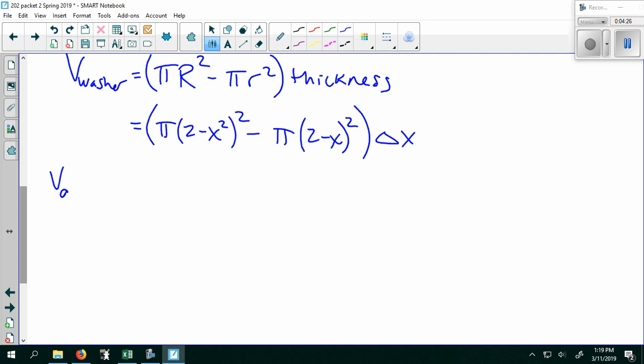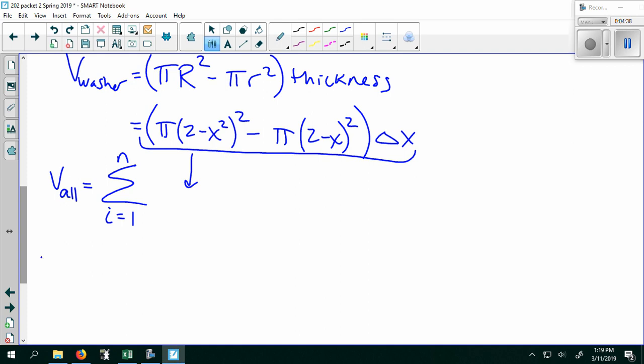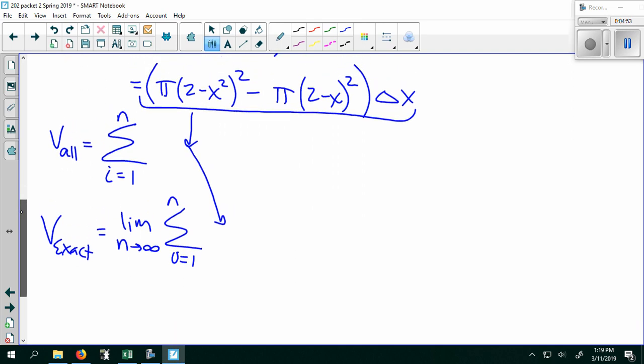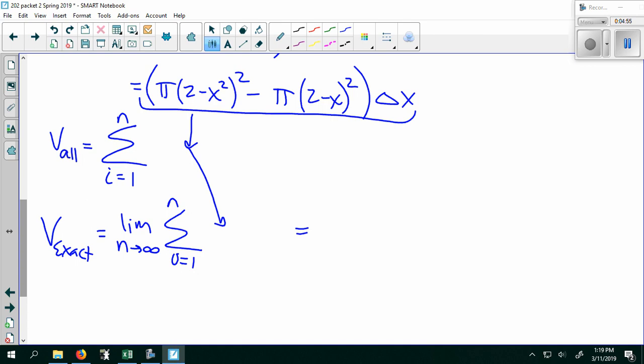Then I want to calculate the volume of all the washers, which means just add n of these up. And then for the exact volume, I take a limit as the number of washers goes to infinity. So this is the limit as n goes to infinity of the sum of all the washers. And that's the definition of an integral. So this is the integral. I drop the sub i's, which I forgot to write in the first place.